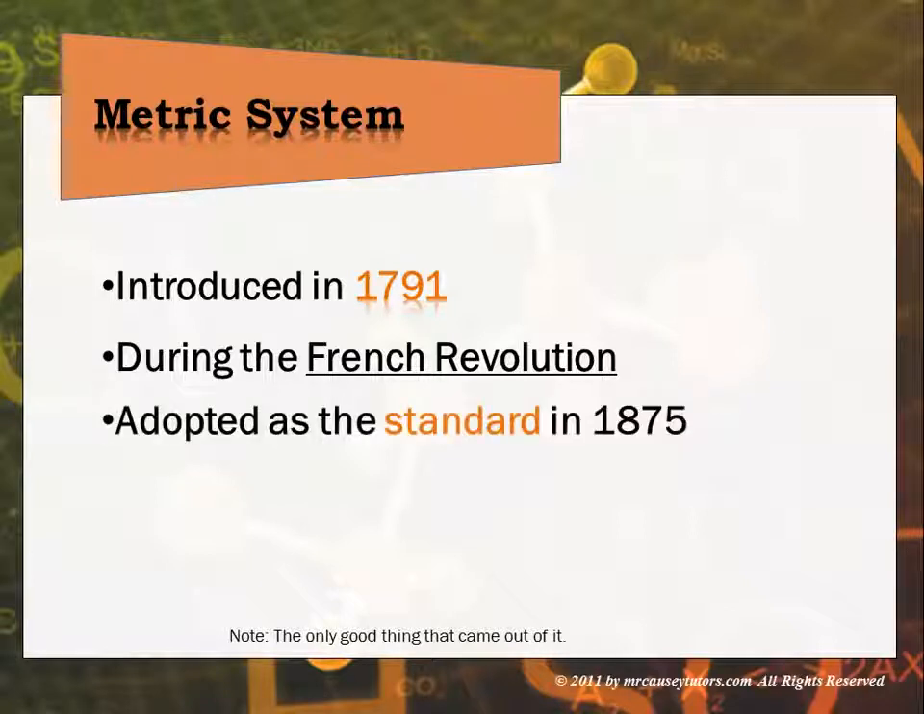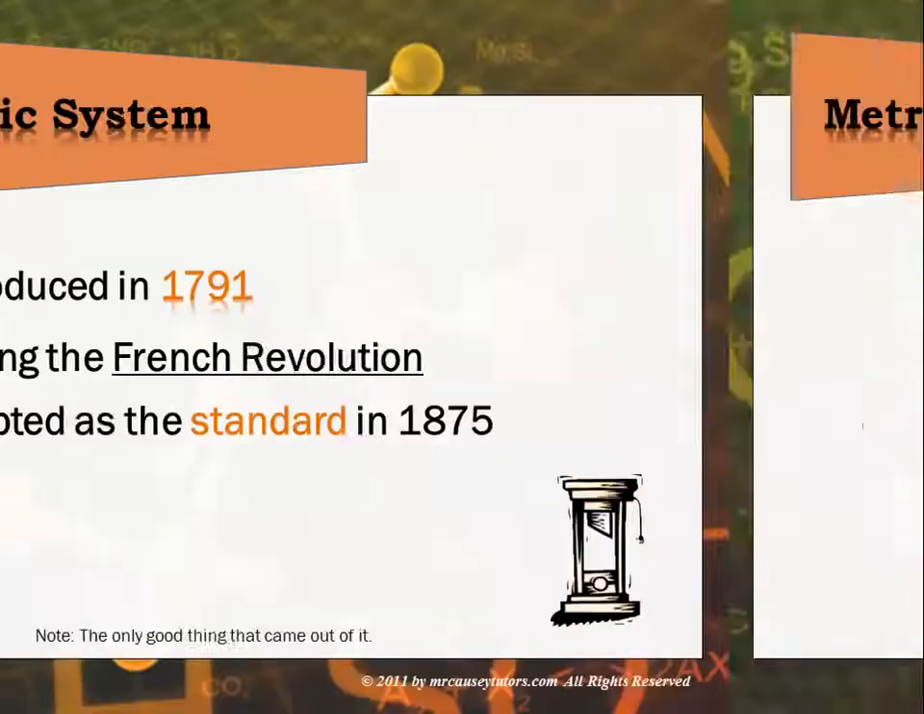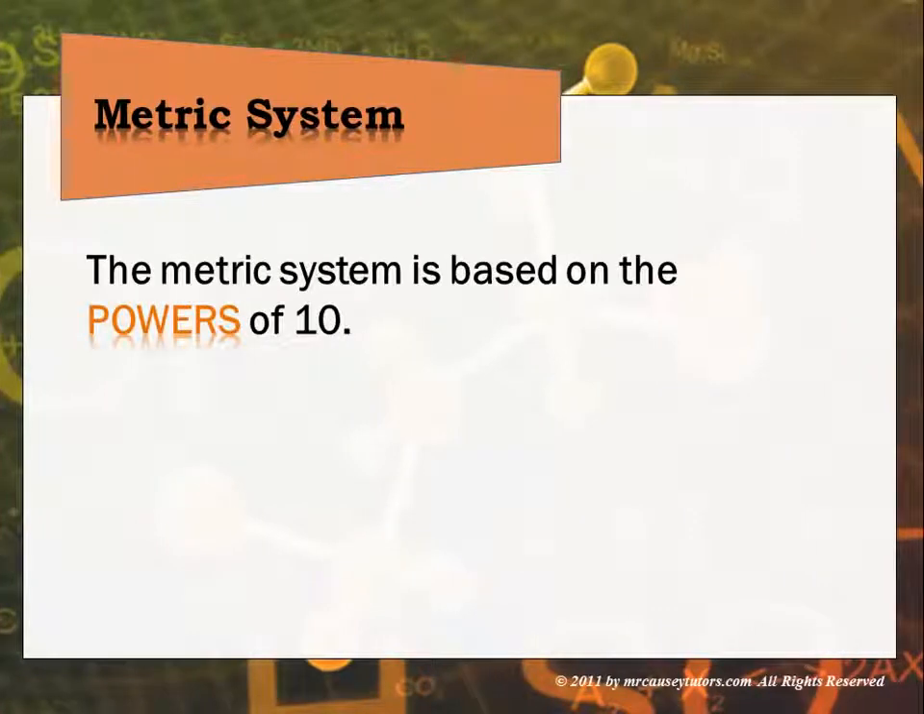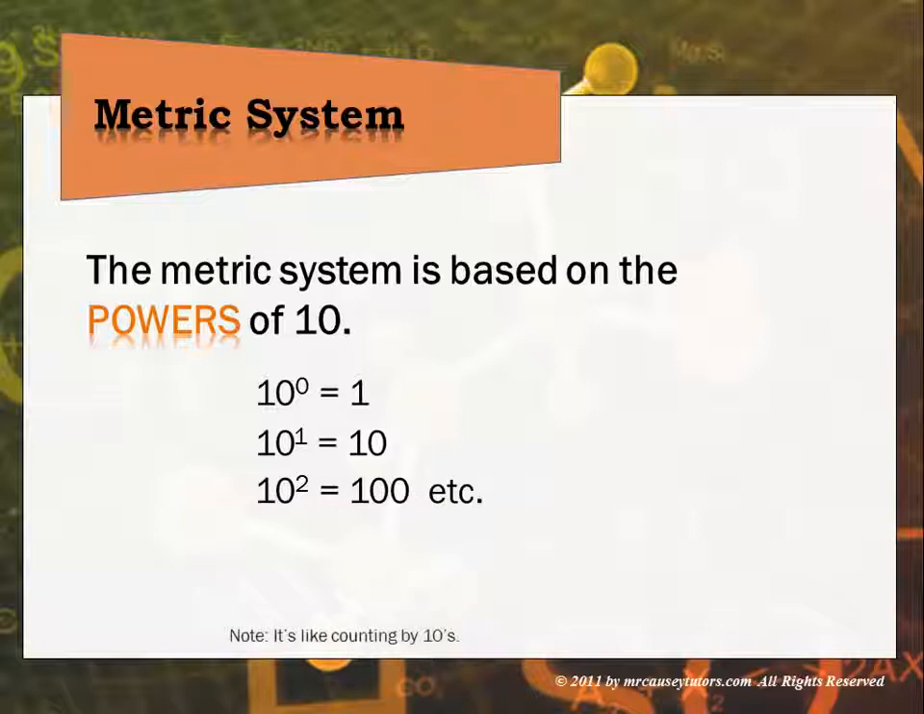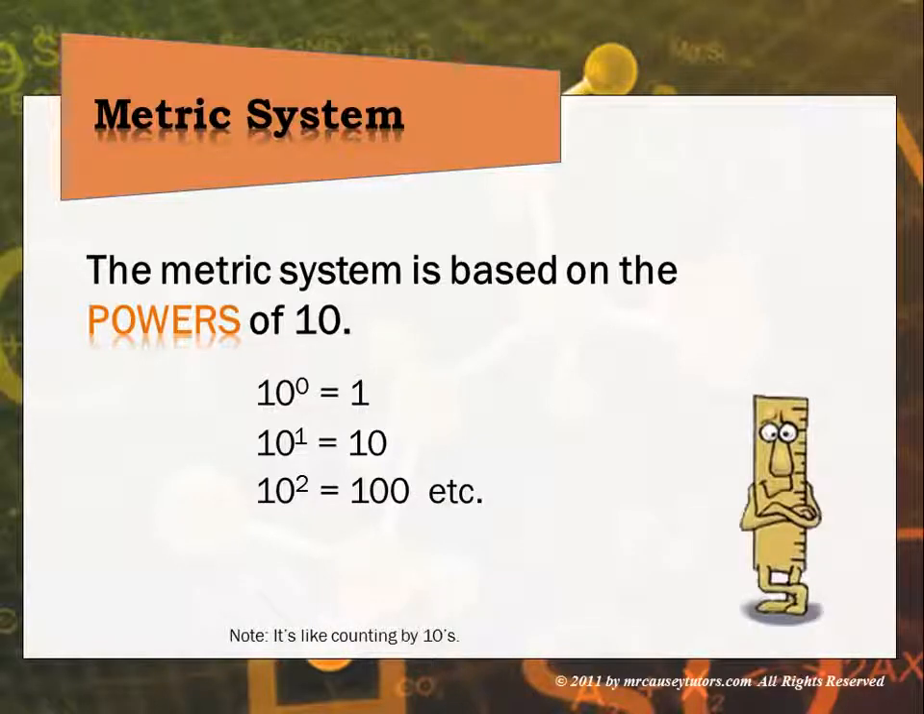But in 1875, it was adopted as a scientific standard, and this made sense because of its being based on the powers of 10. And being based on the powers of 10 made it fit right in with our counting and the way we count, and right in with the way we do numbers. Our whole number system is based on powers of 10. That's why we call it the decimal system. In reality, the metric system just is a natural fit for the scientific world.